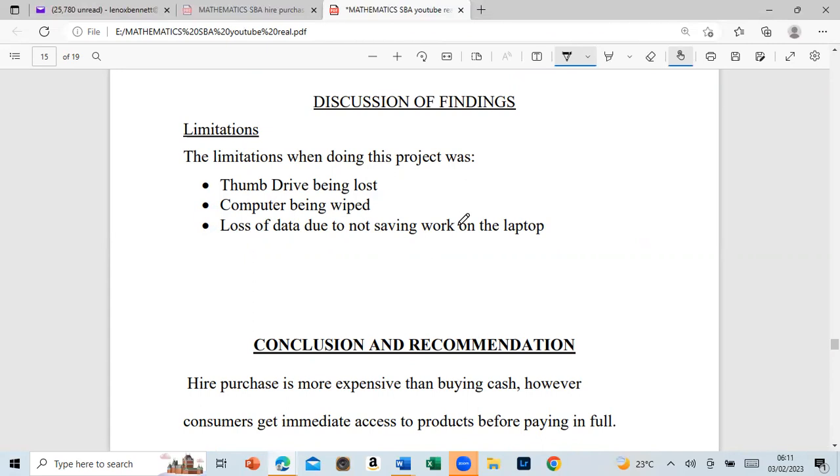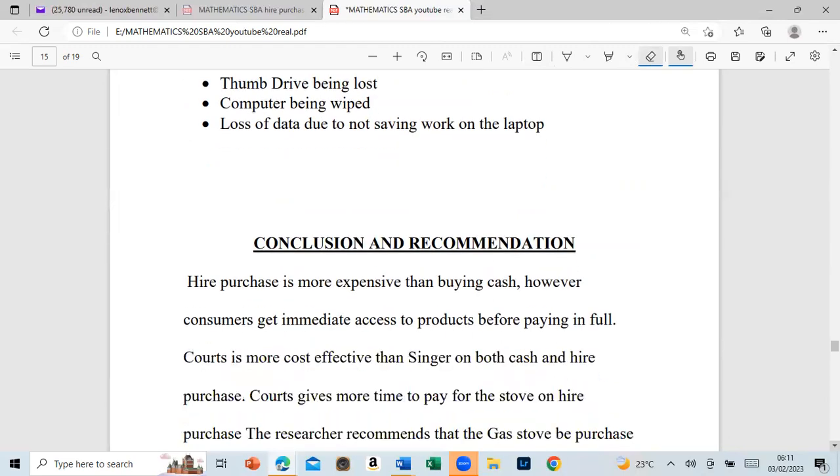And you can also have the limitations, what sort of challenges you encountered while obtaining your data. I know sometimes you give out questionnaires, people give you some of them, some they do not give back, or they do not do it in a timely manner. The computer got destroyed, you don't have enough money to print, etc. You can put all of that, right?